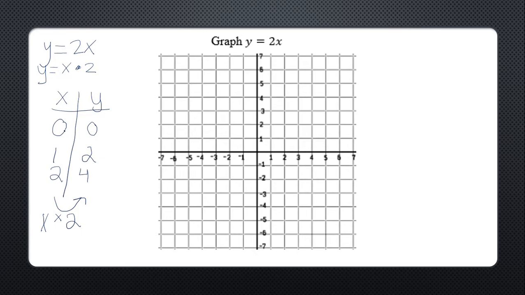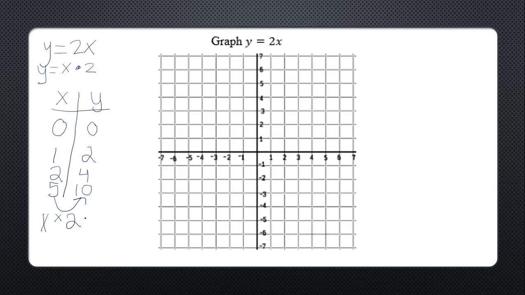So I'm doing the numbers in order 0, 1, 2. You don't have to do them in order. What if you picked 5? Well, if I multiply 5 times 2, that's going to give me 10. So you're looking at the relationship of how we're getting from the x to the y. Every time we're multiplying by 2 because that's the rule.